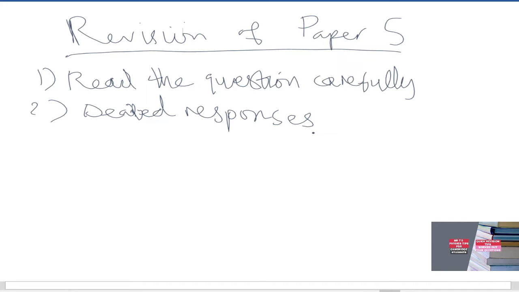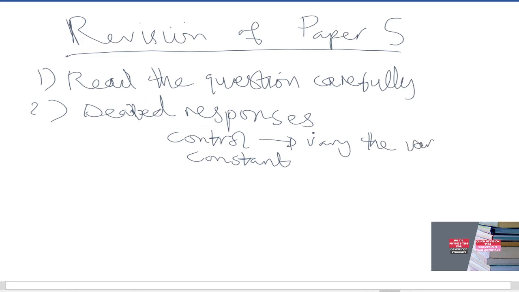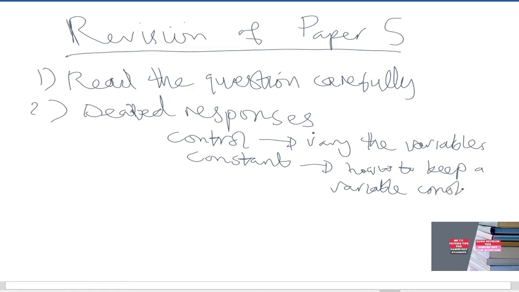So how to control? Many people confuse the two words, control of variables and constant variable. Okay, so control of variables, that means how you would vary the variables. And then constant variable is how to keep a certain variable constant. So very, very important, control of variable and constant variable.